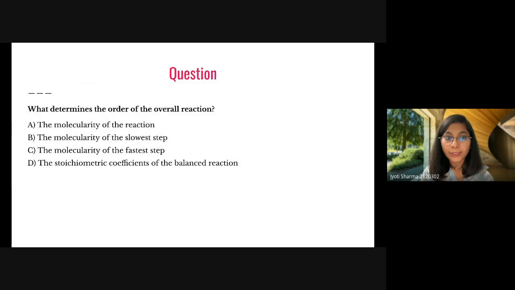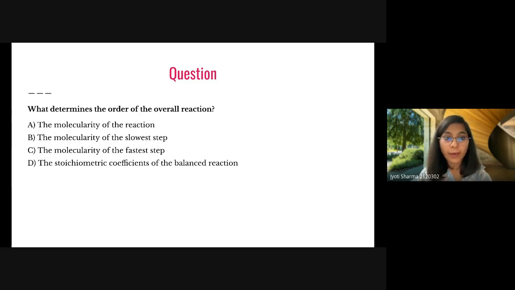Coming to the next problem: what determines the order of the overall reaction? I have four options: the molecularity of the reaction, the molecularity of the slowest step, the molecularity of the fastest step, and the stoichiometric coefficient of the balanced reaction. So you can give me the answer for this. What determines the order of the overall reaction?